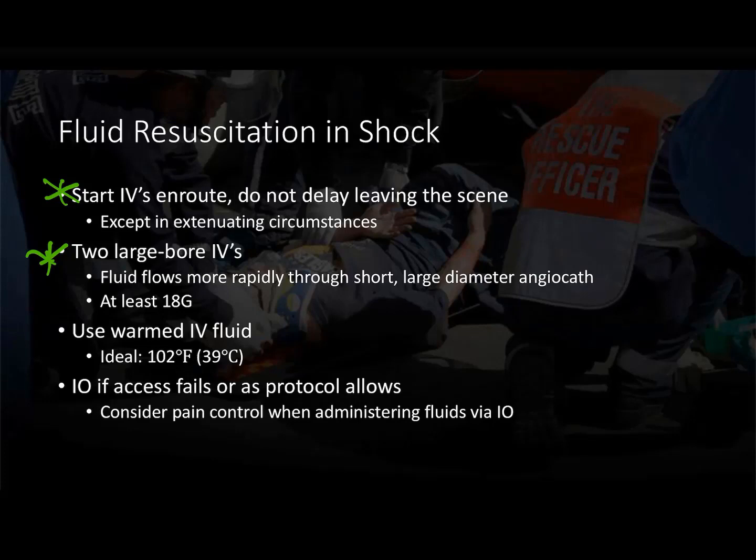When we start an IV in trauma patients, we generally want to start 2 large bore IVs. PHTLS recommends these are essentially at least 18 gauge needles. Now remember, though, that the larger the diameter, so the smaller this number, the larger the diameter and the shorter the catheter, the faster fluid is going to flow. So try to find 14 gauge, 16 gauge, and 18 gauge angiocaths that are short. Again, ideally, we want to warm that IV fluid as we're administering it.